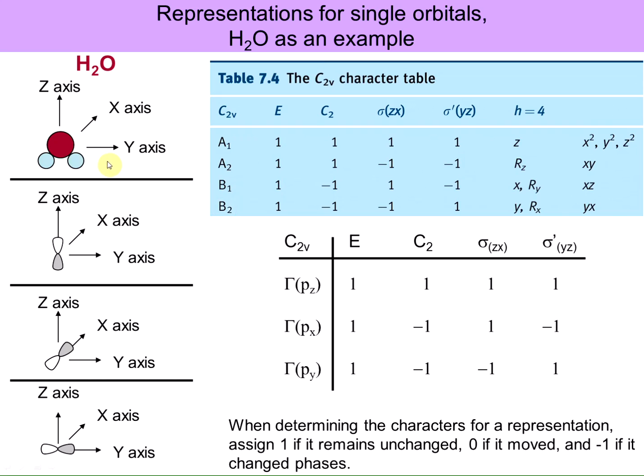Now for the 2s on the oxygen, that has A1 symmetry, because if I were to do the irreducible representation for the oxygen 2s, I'd have a 1 for the E and C2. The sphere looks the same no matter what. If I do a mirror plane in the ZX, it stays the same. If I do a mirror plane in the YZ, it still stays the same. So the 2s orbital has A1 symmetry.